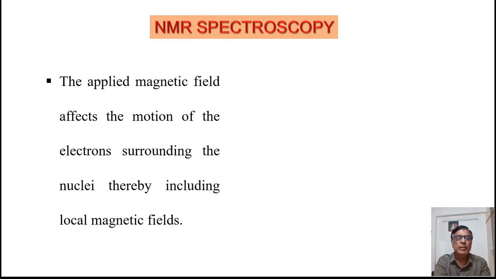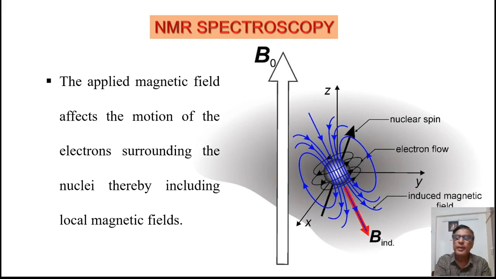The next point is that the applied magnetic field affects the motion of the electrons surrounding the nuclei, thereby inducing a local magnetic field. So I would like to share a clear image of this point. The applied magnetic field affects the motion of the electrons surrounding the nuclei, thereby inducing a local magnetic field. So this is the nuclear spin, this is the electron flow, and in the whole molecule this is the induced magnetic field. These are the lines of the induced magnetic field.